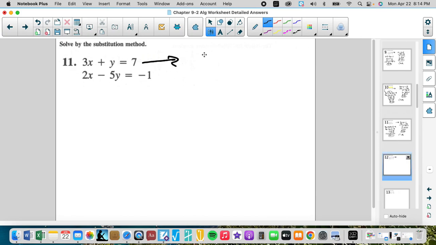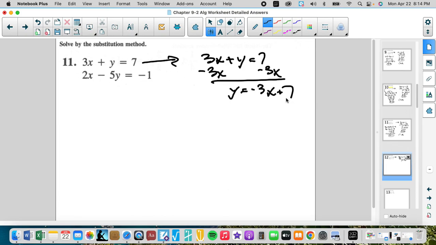I'm going to take the top equation and I'm going to solve for y, so I will subtract 3x. Y equals negative 3x plus 7. Take this, 2x minus 5, instead of writing y, negative 3x plus 7 equals negative 1.